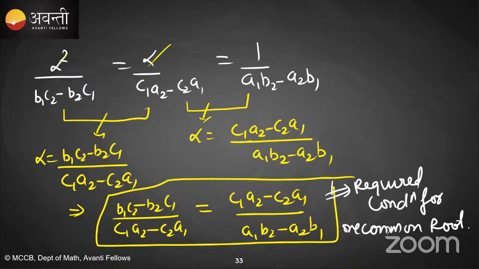So alpha cannot have different values. So it means these two values must be the same. These two values must be the same. So it means these two expressions are the same. So this is a required condition for one common root.